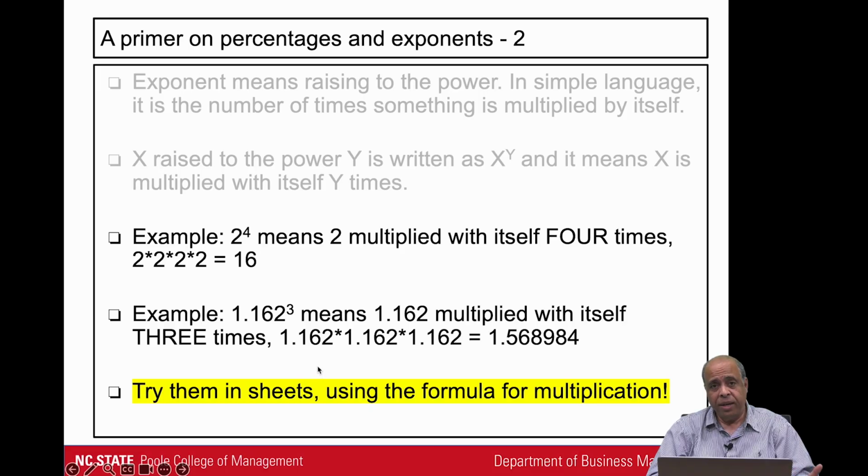Now, try them in Sheets on your own using the formula for multiplication like this. So what is the first thing we should remember? Of course, you're entering formulas, so the first thing you should enter is the equal to sign followed by all of these numbers. Try it out yourself. You can pause the video here, try it out, and then we can see how we can do these calculations in Google Sheets.